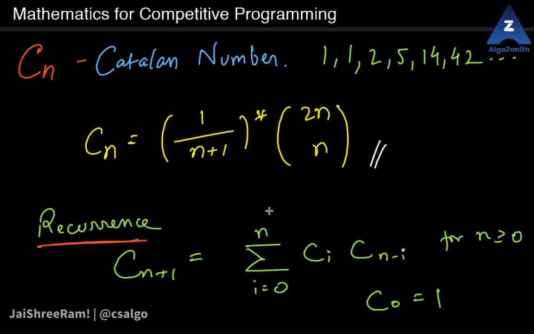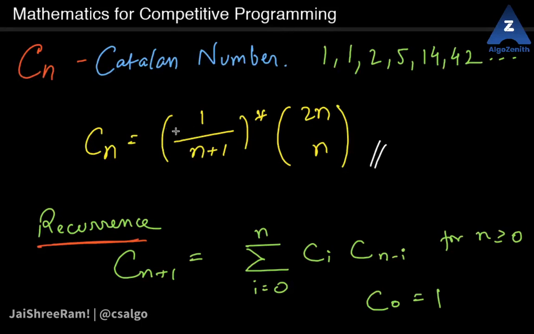Catalan numbers also follow this recurrence relation: C of n plus 1 is equal to the summation over i equal to 0 to n of C of i times C of n minus i, for all n greater than or equal to 0. And C of 0 is trivially defined to be 1.